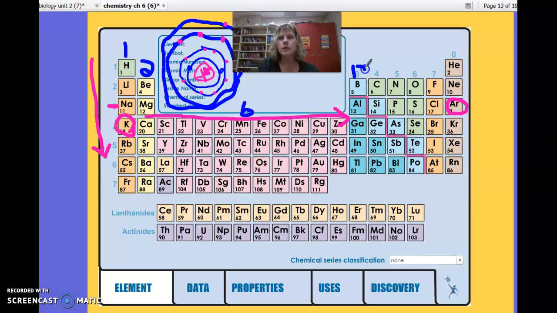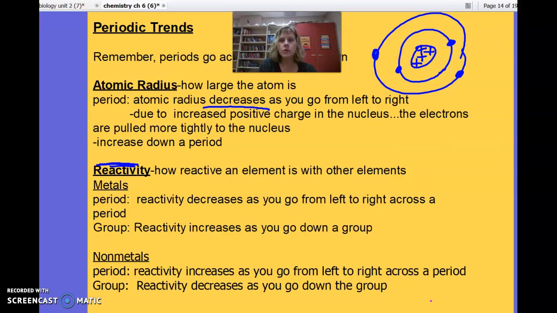This is group 13, 14, 15, 16, 17. This is group 18. So please remember that groups go across, periods go down. So period 1, period 2, period 3, 4, 5, 6, 7, right? There's 7 periods. These, remember, fit up into here. I know I talked about this with one of the chemistry groups. I don't know if I talked about both. So again, periods go across, groups go down.